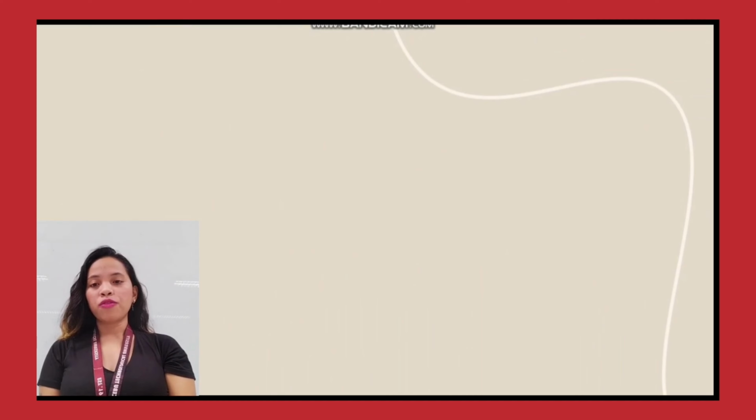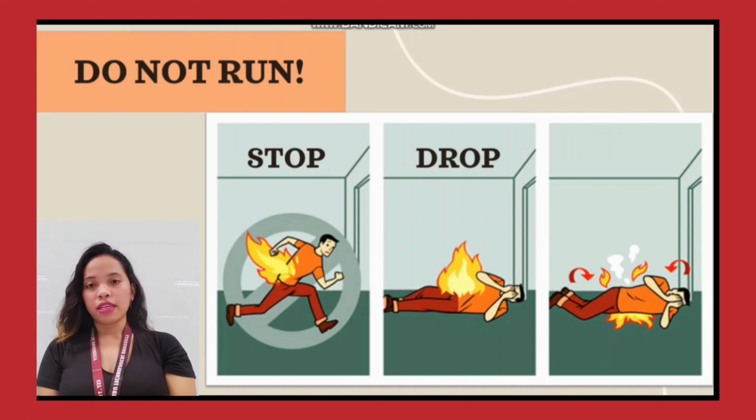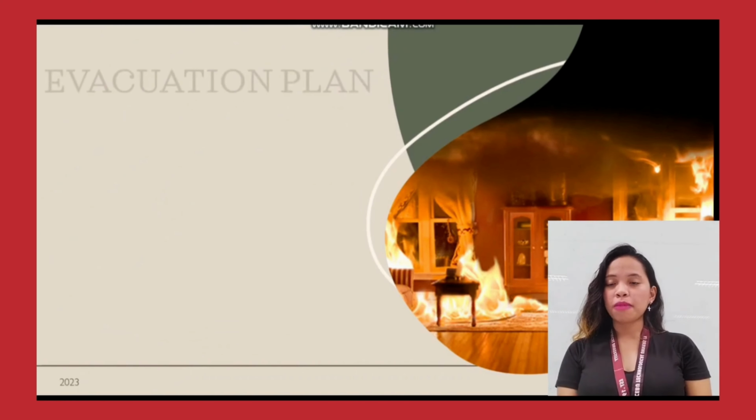So what will you do if you catch a fire on your clothes? You do not run. First you have to stop, then drop to the ground and roll your body. You can see in the first picture we have the man running, but you have to stop. You do not have to run. You do not panic. You drop on the floor and then you roll your body until the fire is gone.